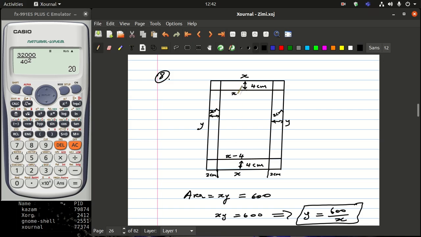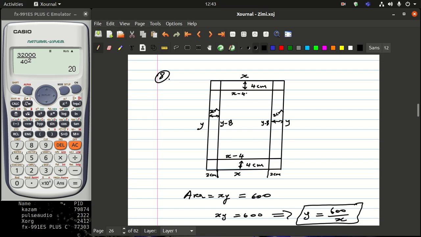So we have X minus 4 centimeters, and also the height from here to here is 4 centimeters, and from here to here is 4 centimeters. So the height of the printed region is going to be Y minus 4 and 4, so it's Y minus 8, and of course this side also is going to be Y minus 8. So that is the information that we are getting from the statement.